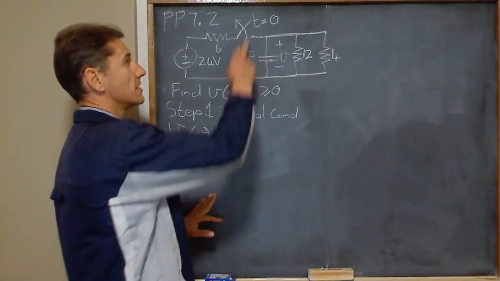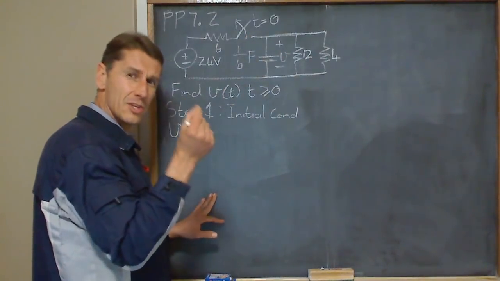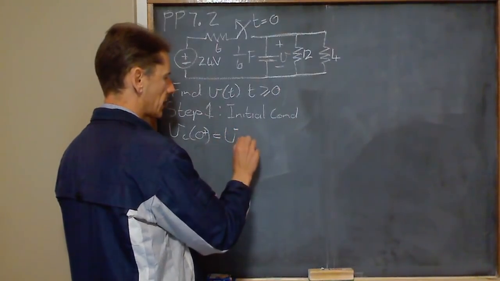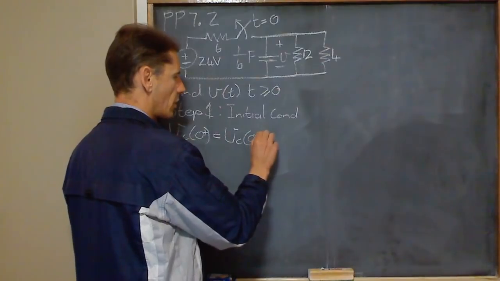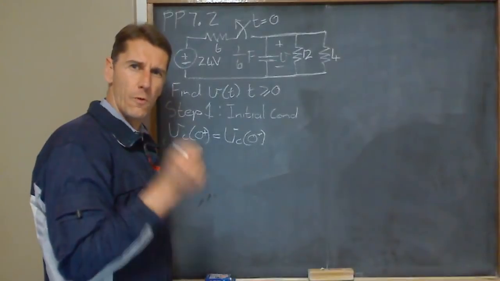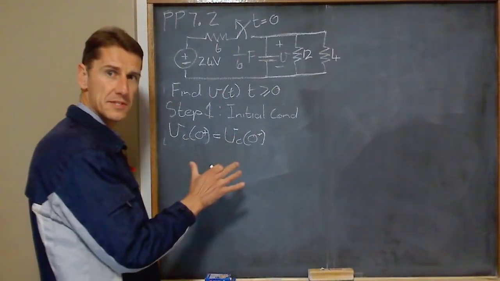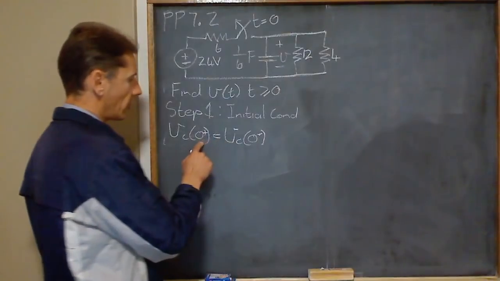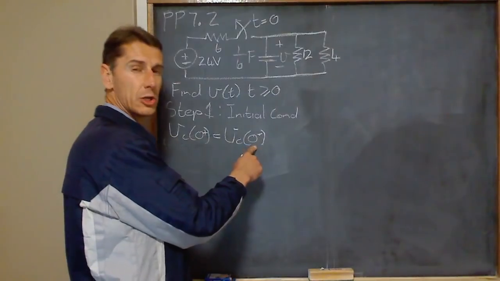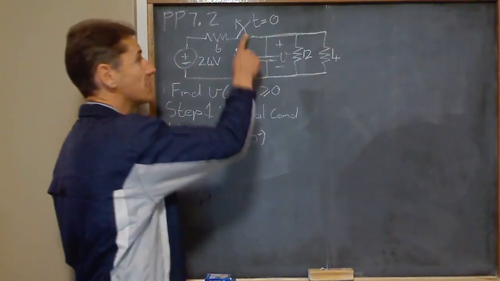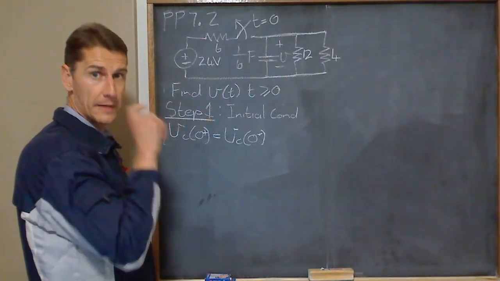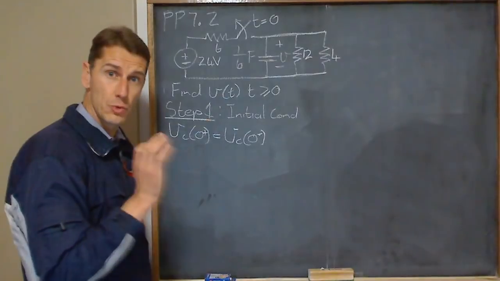Now what is 0 plus? 0 plus is that instant just after the switch opened. That must be equal to the capacitor voltage at time 0 minus. And 0 minus is the time just before that switch opened. So they have to be the same. So in order to get the voltage at time 0 or time 0 plus, we need to look at what the circuit looks like at time 0 minus, just before that switch opens. Now what does that circuit look like? Now at that point, you have to redraw the circuit.